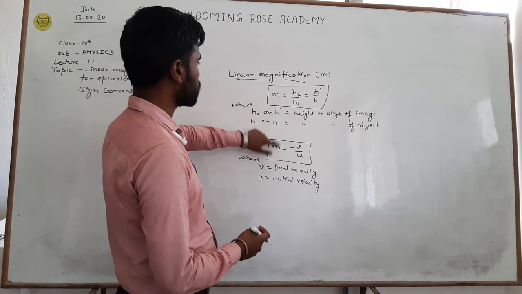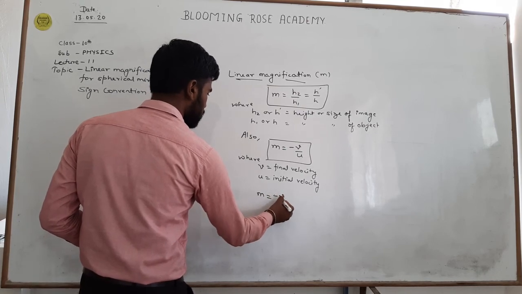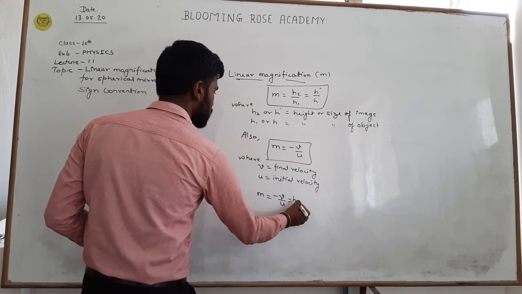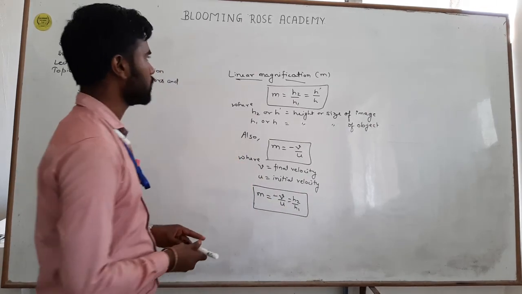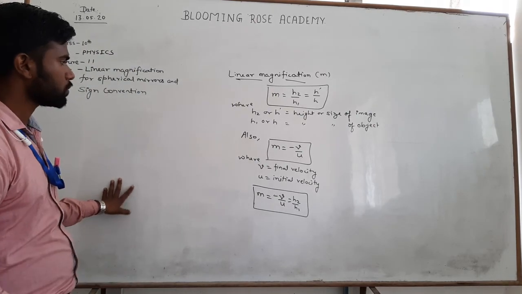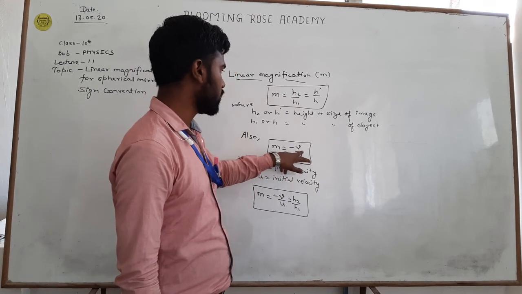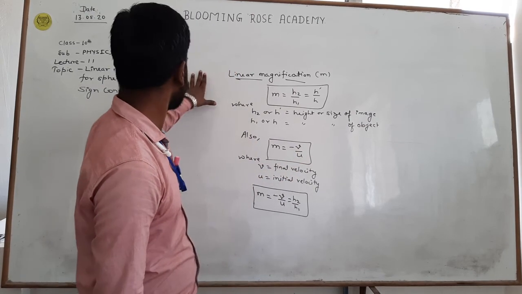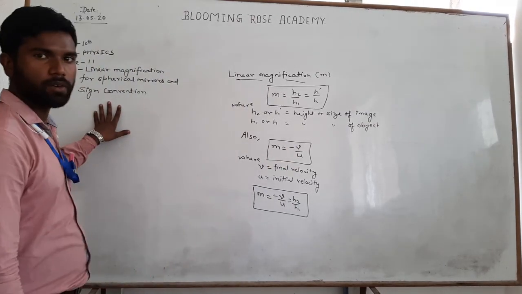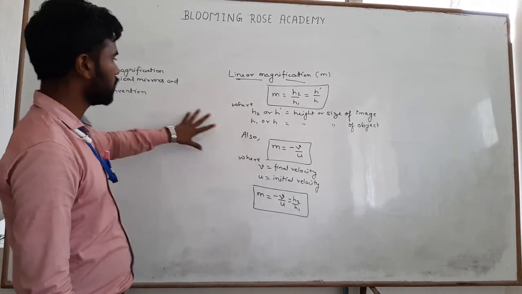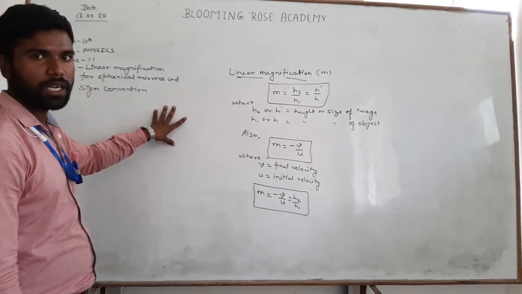By combining these two, we have m equals minus v upon u is equal to h2 upon h1. This is the linear magnification for spherical mirrors. This negative sign shows the real and inverted image for the mirrors. Also in sign convention we will talk about why there is a minus or negative sign, that is, the signs of u, v, f, c.